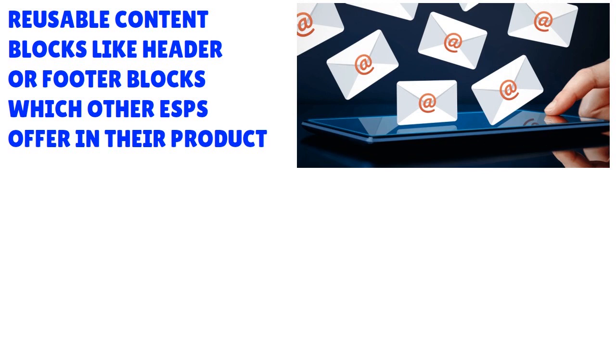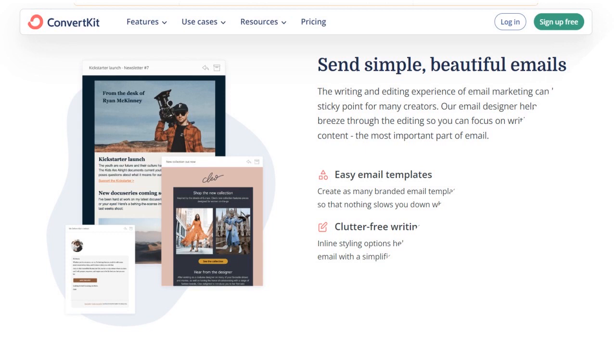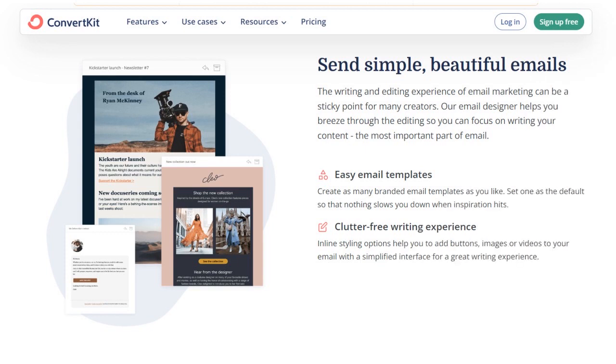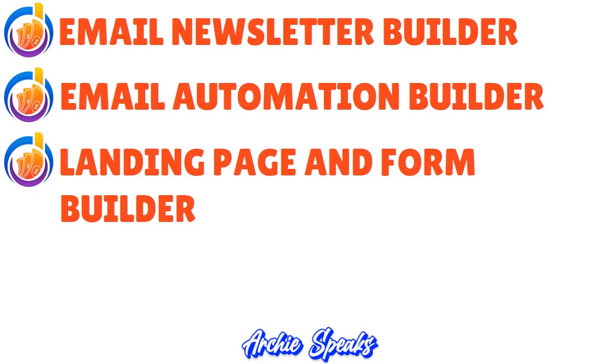One interesting feature is reusable content blocks like header or footer blocks, which other ESPs, email services, offer in their products. ConvertKit lets you create your own and add them to any email template you want. This can be a CTA block, a question block, or an event registration block. That's really cool. And then you have the email automation builder.